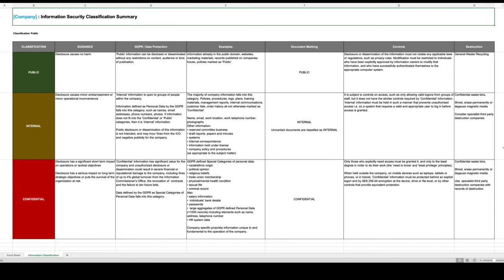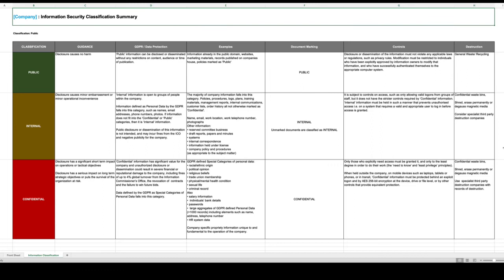We define, in terms of GDPR and/or data protection, the classification level. We provide examples of the kind of information that would be subject to that classification. We provide the markup that documents must adhere to in terms of that classification.